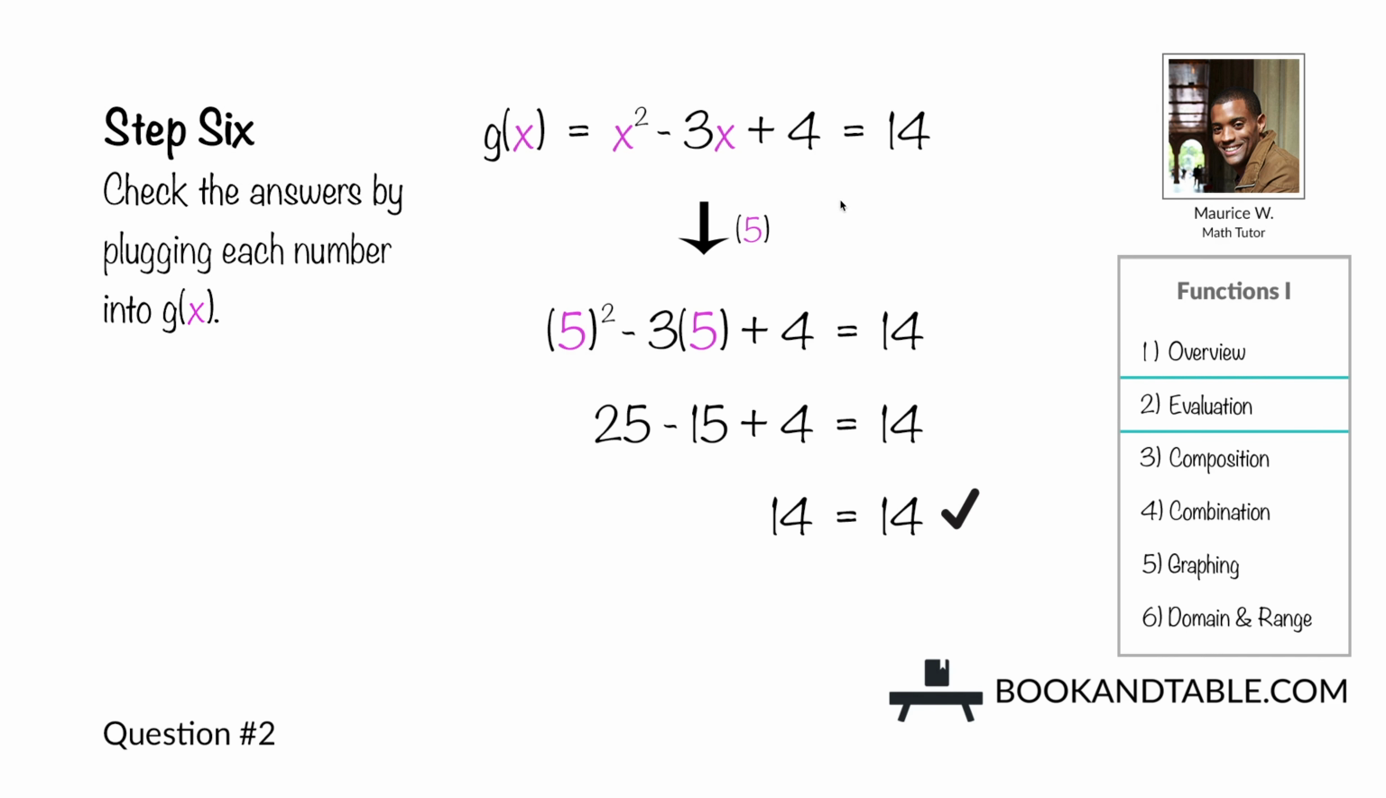And we can check the second answer we got, positive 5, by plugging that in for x, giving us 5 squared, which is 25, minus 3 times 5, which is negative 15, plus 4. 25 minus 15 is equal to 10, and 10 plus 4 is equal to 14, giving us another true statement, 14 is equal to 14, confirming that x is equal to 5 when g of x is equal to 14.